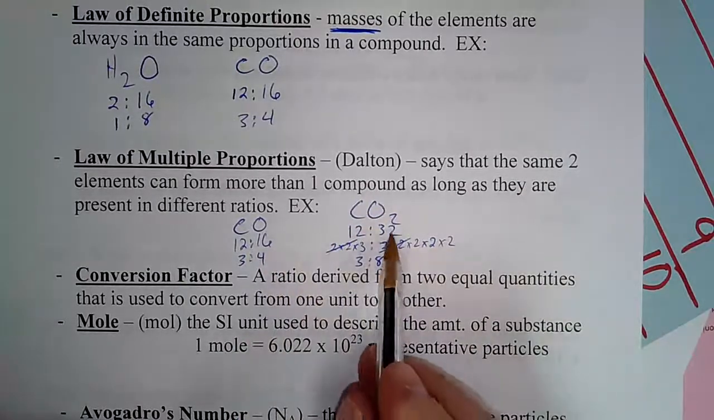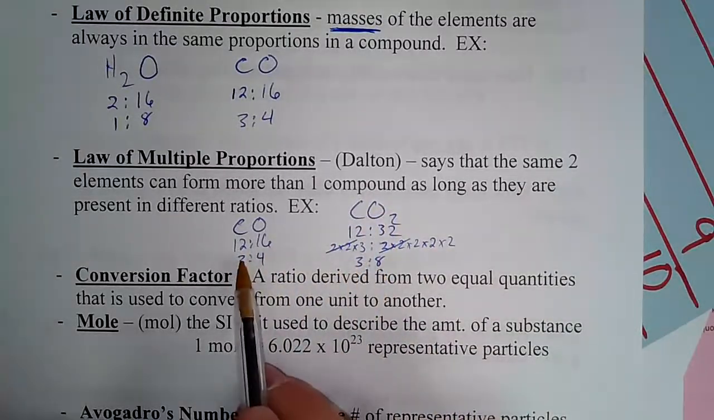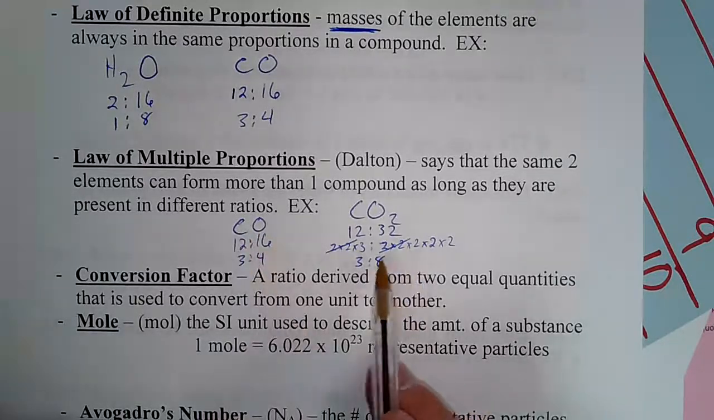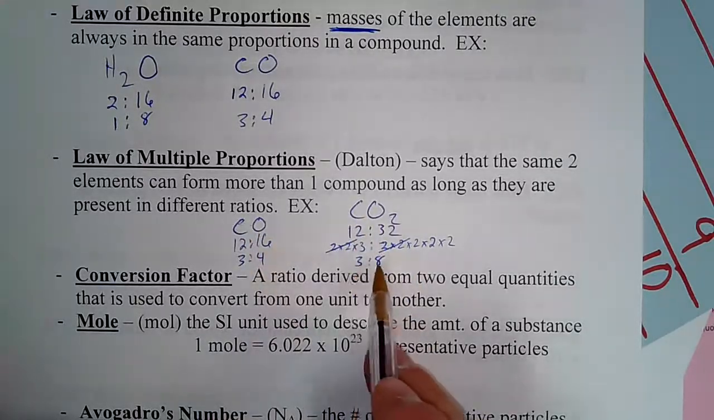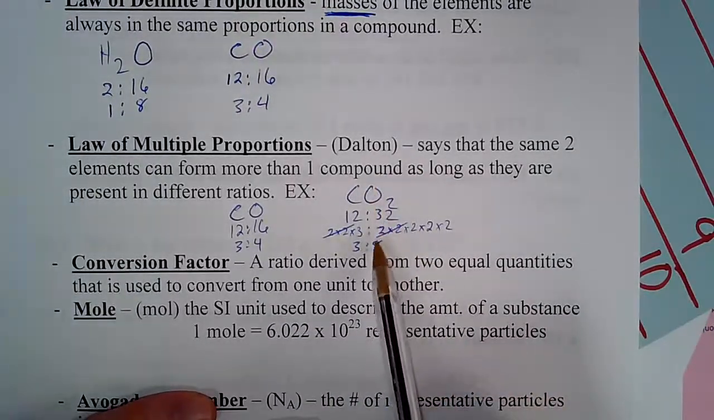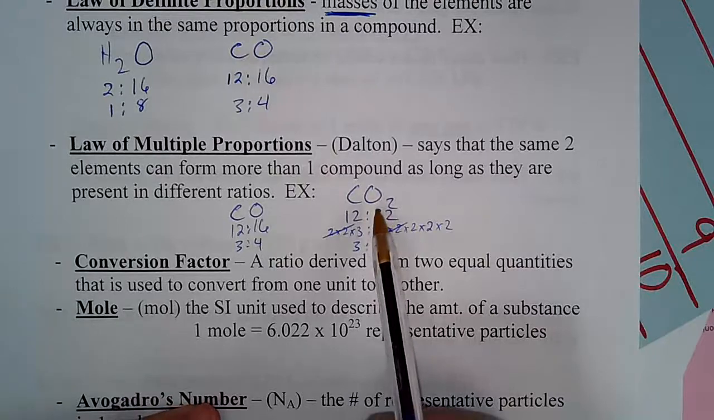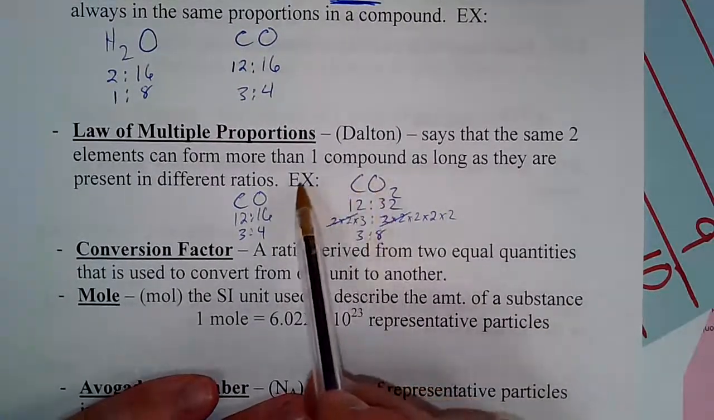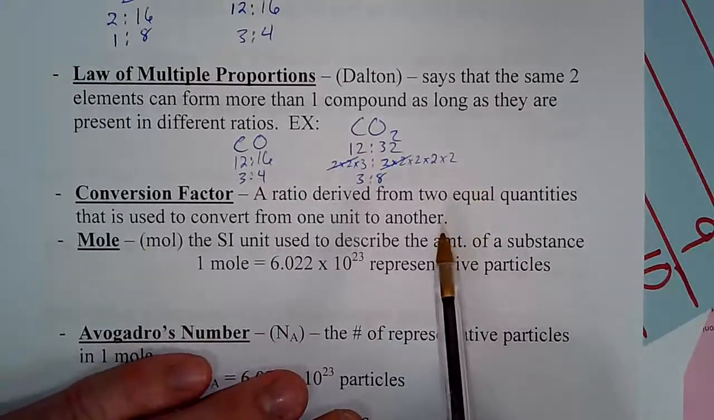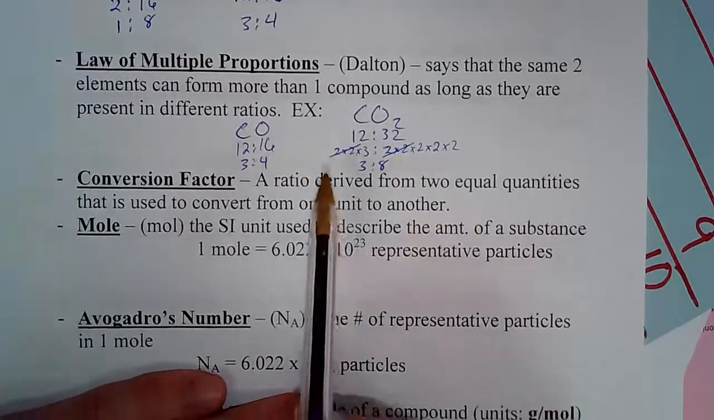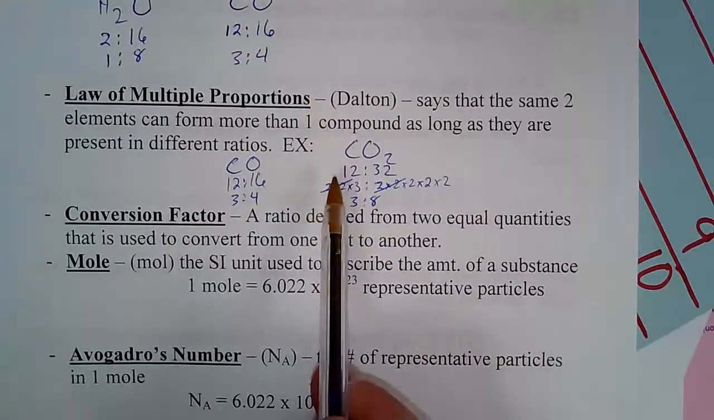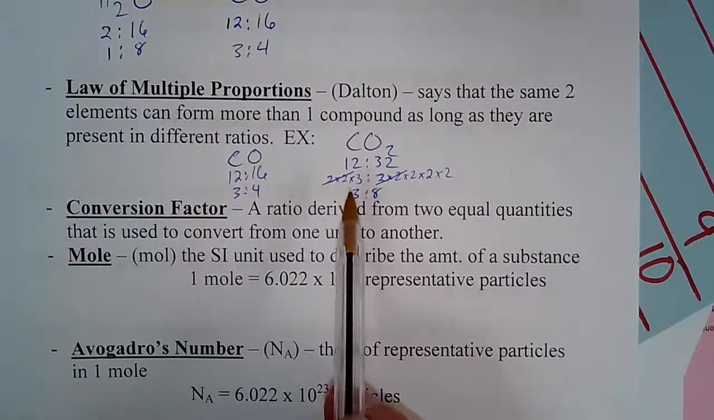Which makes sense because we doubled the amount of oxygen. So the carbon monoxide has a 3 to 4 mass ratio of carbon to oxygen. The carbon dioxide would have a 3 to 8 ratio of carbon to oxygen. So they have different ratios or different percentages of each element in them, and that makes them different compounds. All right, we'll come back to some of this later when we do percent composition and empirical formula stuff.